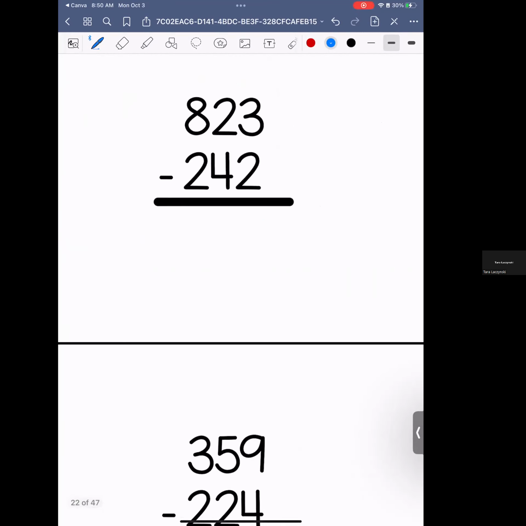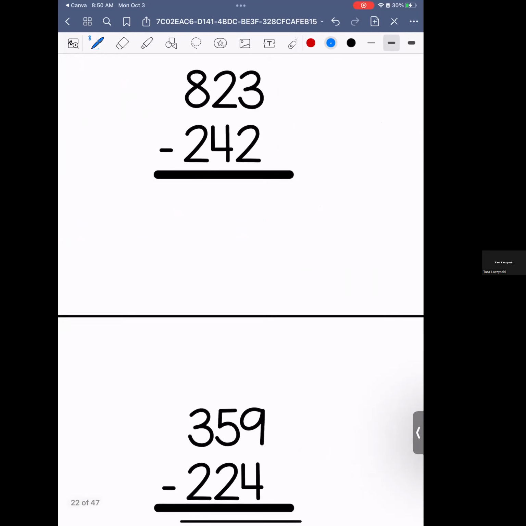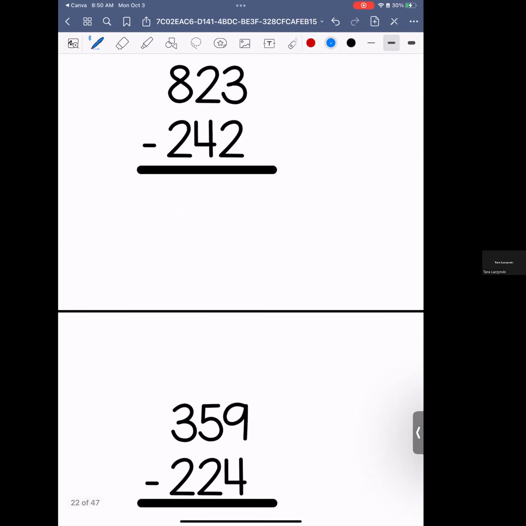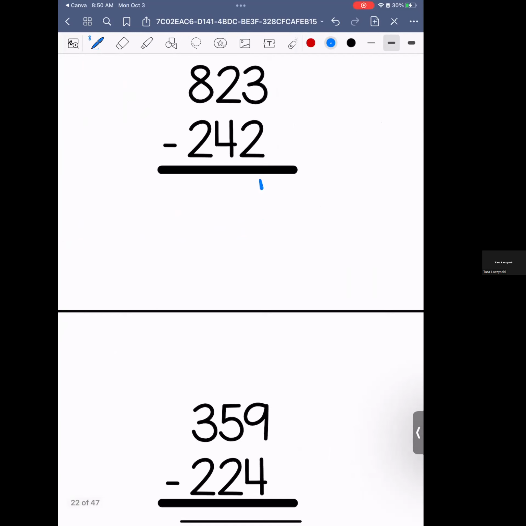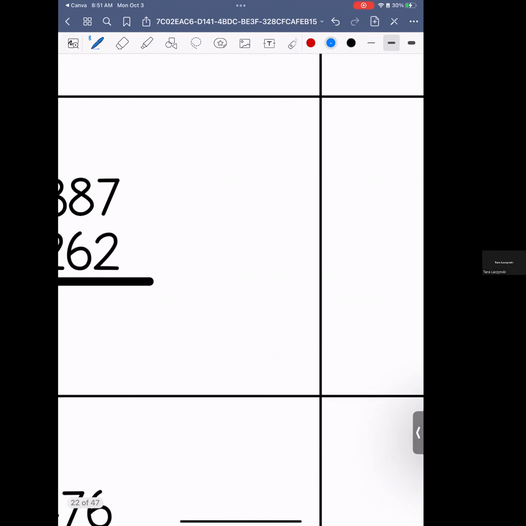Sliding next door to our second one, 823, take away 242. 3 take away 2 is 1. It's time to borrow. If I have 2 cookies, I can't give you 4. So I go next door. My 8 becomes a 7, and I bring that 10 next door. That makes my 2 into a 12. 12 take away 4 is 8. 7 take away 2 is 5. 581. Moving on to question number 3.